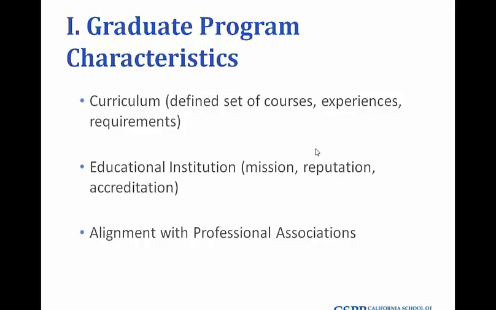And the third is alignment with professional associations. Different degrees align with different associations. For example, IO psychology programs are aligned with the Society of IO Psychology, which is Division 14 of the American Psychological Association. And there's another related division, which is Division 13 of the APA, which focuses on consulting psychology.